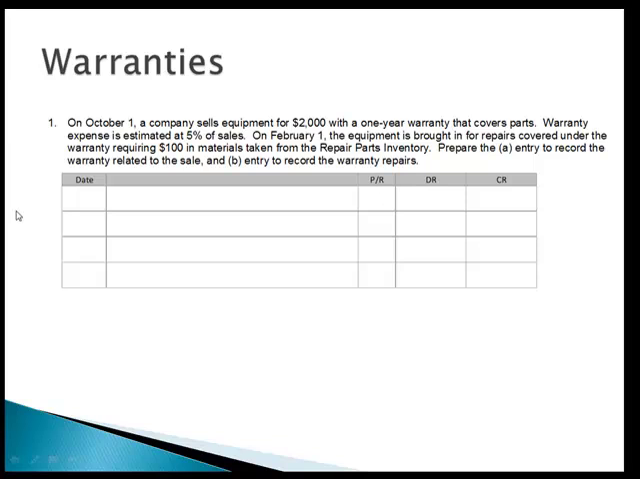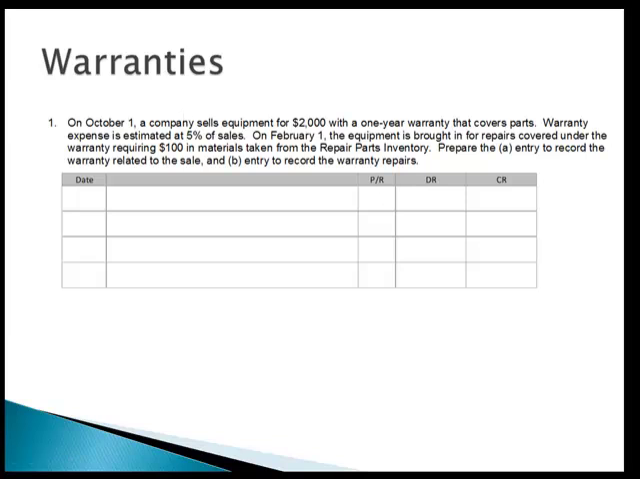Okay, and basically this is the same concept as Chapter 7, the bad debts. We recognize, as a company, we're going to have some warranty expense. And GAAP rules say that you have to apply matching principle here. Matching principle says that you have to record the expense in the same year as a sale. So if we record a sale here, we're selling equipment for $2,000 with a one-year warranty, then the company admits that, hey, warranty expense is usually 5% of sales.